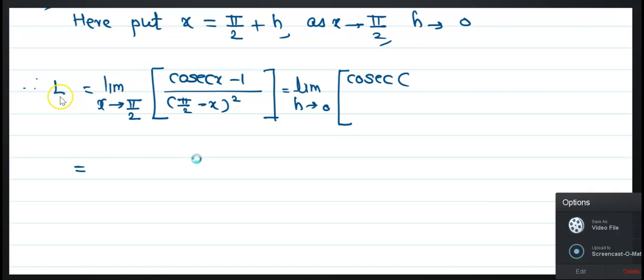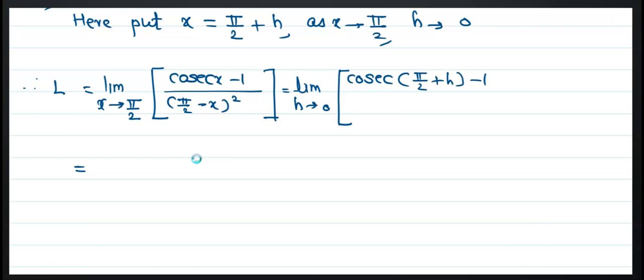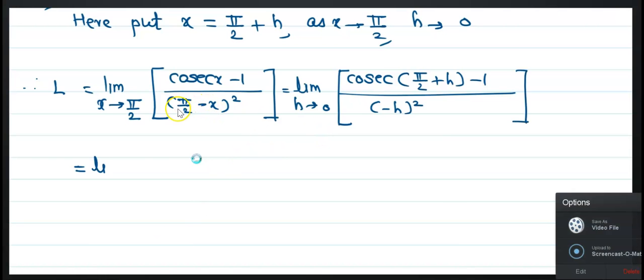Therefore, L is equal to limit x tends to pi by 2 of (cosec x minus 1) upon (pi by 2 minus x) whole square, which is equal to limit h tends to 0. Now here the variable is changed. Note this: x is equal to pi by 2 plus h. Now pi by 2 minus x gives you minus h, whole square.